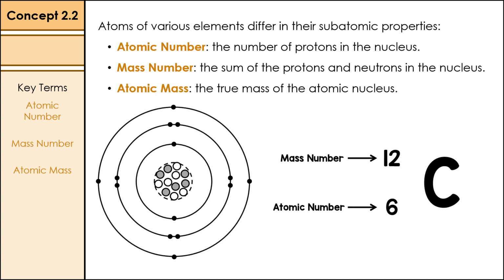So all atoms of a specific element have the same atomic number. They have the same number of protons. Otherwise, you have a different element. But they can have more or less neutrons depending on their structure. And so that's why the atomic mass usually differs slightly from the mass number of an individual atom, because we are considering all the different versions of that mass that exist on Earth.